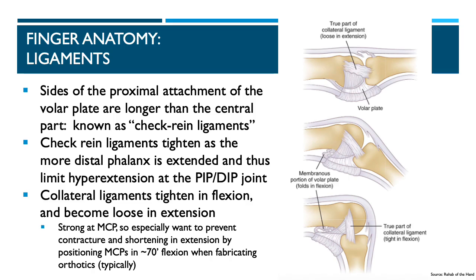Typically if someone has a fracture of the hand or for whatever reason needs to be immobilized, you want to make sure that this collateral ligament doesn't tighten up if it's allowed to be fully extended. So you want to position the MCPs in about 70 degrees of flexion when you're fabricating these types of orthotics. There are some exceptions. If you have a Dupuytren's contracture release, you'll have to have the fingers fully extended, but for the most part, you don't want the collateral ligaments to tighten, so you make the splints in that safe position.